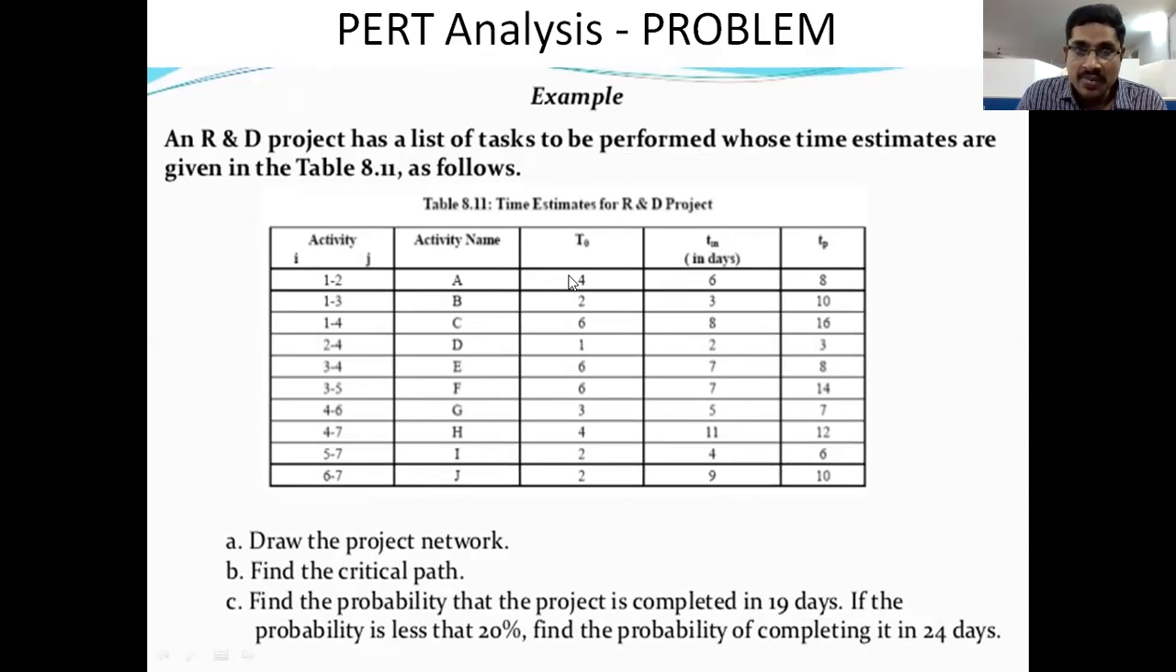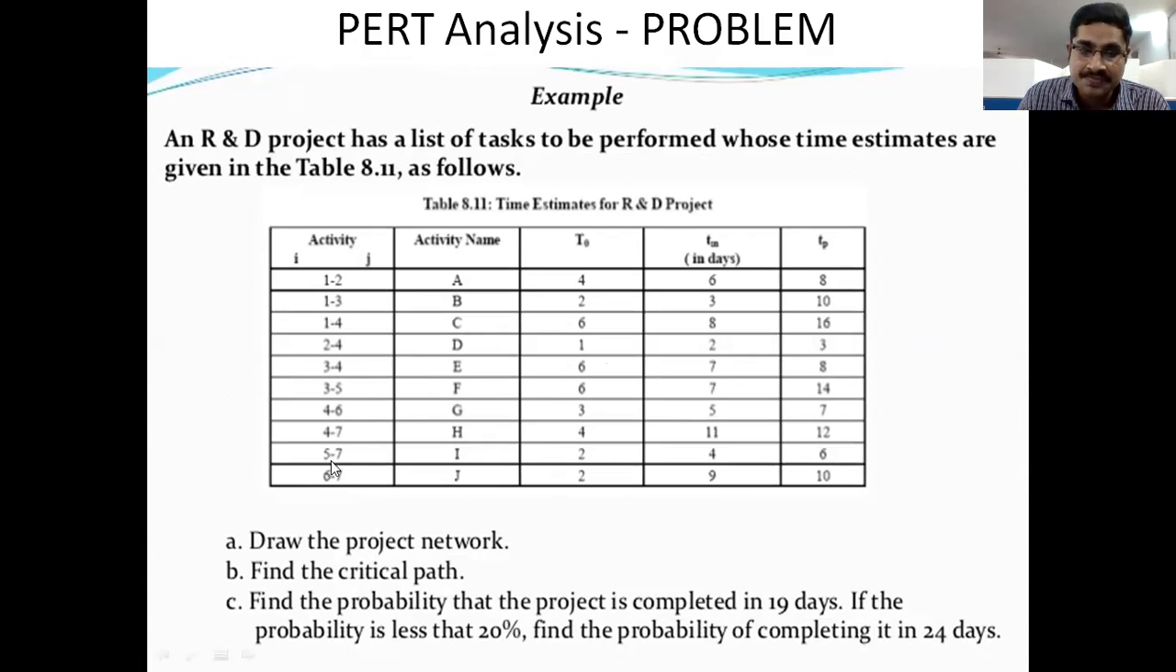Look here. I already told you that we have the three timings, optimistic time, pessimistic time, and normal time, for each and every activity. Based upon these three timings and the formula, we can find out a single time for each and every activity. That is the simple technique of PERT analysis, right? So look at this problem. These are the activities: 1 to 2, 1 to 3, 1 to 4, 2 to 4, 3 to 4, 3 to 5, 4 to 6, 4 to 7, 5 to 7, 6 to 7.